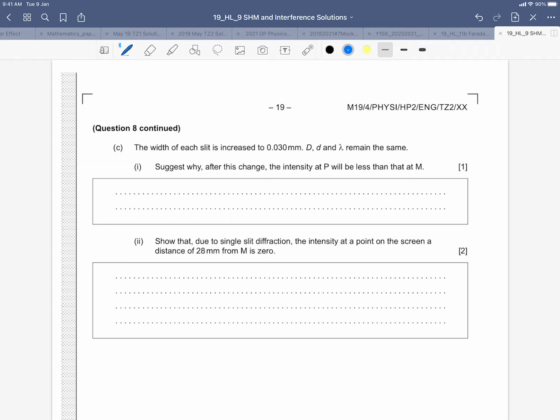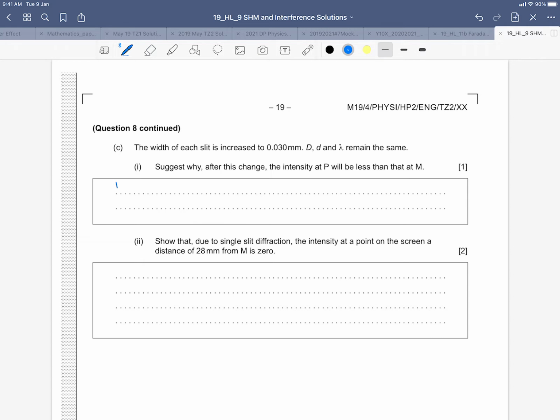The width of each slit is then increased, so now the width is no longer negligible, so you're going to get the diffraction effect. Single slit diffraction is going to occur through each slit. So why will P now be less than M? Because you get that diffraction envelope that modifies the intensity of the interference pattern.